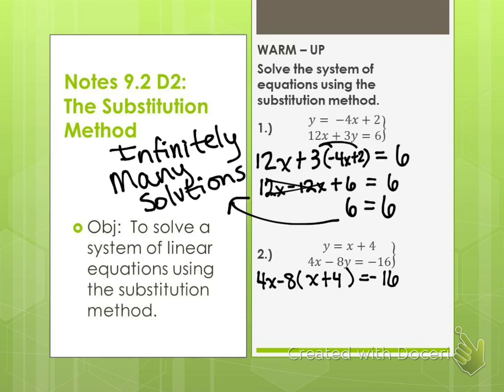Rewrite the second one, leave a blank for y, plug in the x plus 4. Kyan, what do I do next? Good. We do need to treat this like a negative 8 when we distribute because of the minus sign. So treat it like a negative 8 when you distribute it. Negative 8 times x. Everybody? Anybody? Negative 8x. Negative 8 times 4 is negative 32.